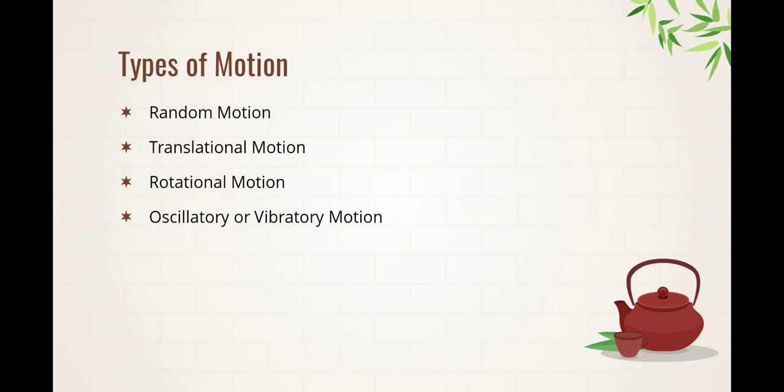And then examples of oscillatory or vibratory motion are the simple pendulum, the beating of the heart, the motion of a child's swing. In oscillatory or vibratory motion, there is a periodic manner, so particles move to and fro in a regular periodic manner. So don't forget we have four types of motion: the random motion, the translational motion, rotational motion, and then the oscillatory or vibratory motion.